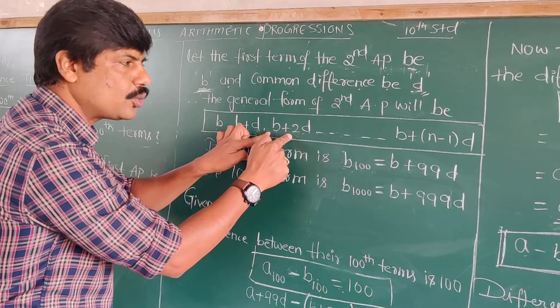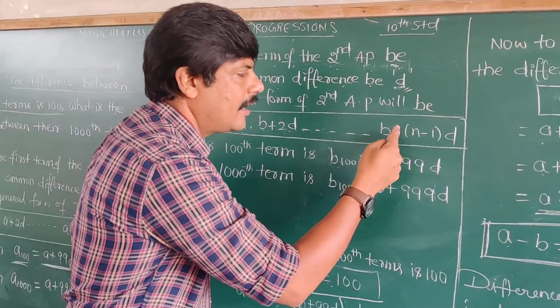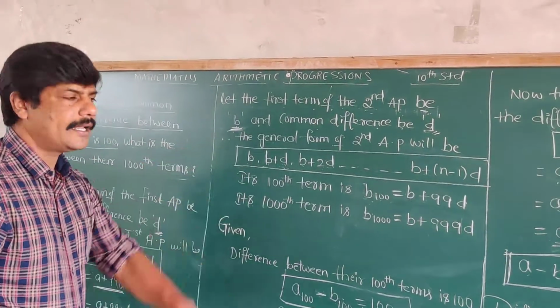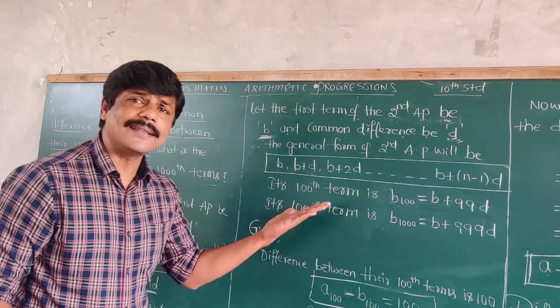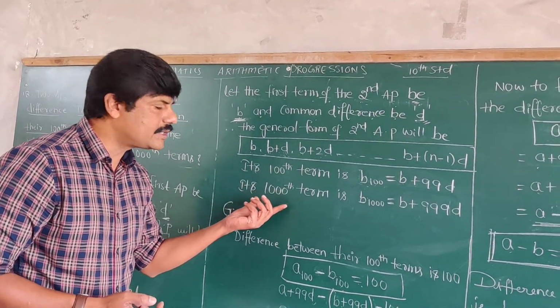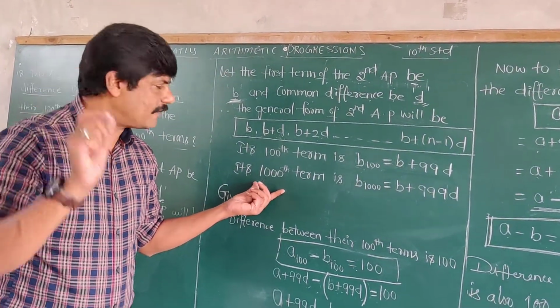B plus D, B plus 2D, and the nth term B plus (n minus 1) times D. This is the general form of the second AP. Now, what are the other things required? The other things required are its 100th term and its 1000th term, because we have to take the difference.